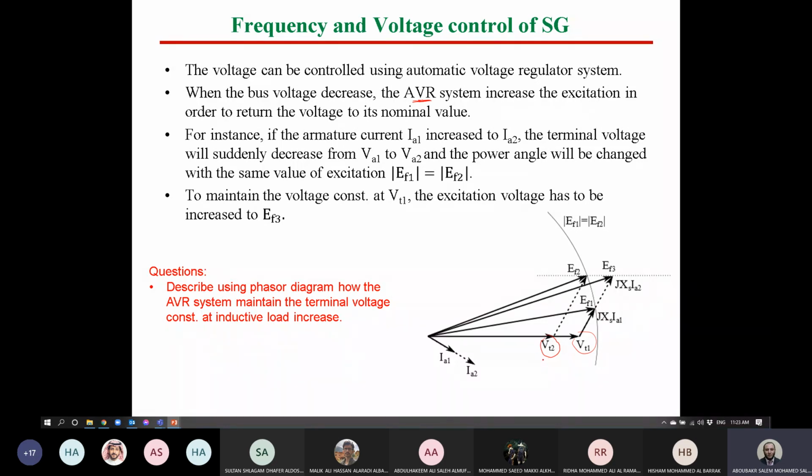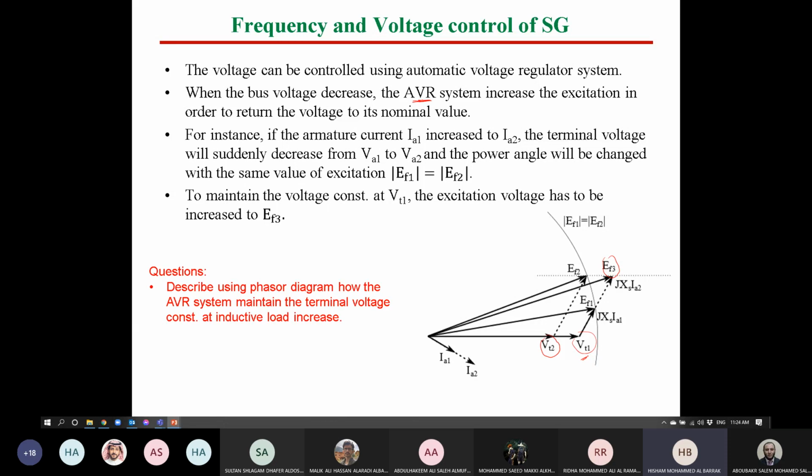When the automatic voltage regulator takes its action, what will happen? It will increase the excitation gradually until reaching the terminal voltage value again. Okay? Is it clear? How can we get the corresponding excitation voltage needed in order to keep the terminal voltage constant? Just take the same value of IA XS and move it after V terminal 1. So this will be the resultant required voltage, which gives you the same terminal voltage. Is it clear?